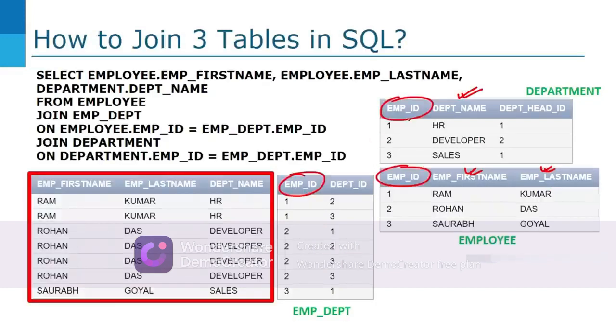On the basis of these unique IDs or primary keys, we are getting this particular result where we have the department name, first name and last name. And this is how you actually join the three tables. So this was all about joins. Let's move to the next topic and see what is there.